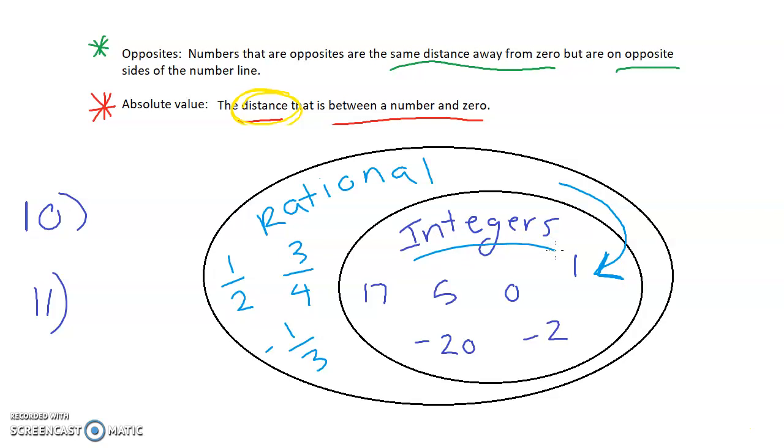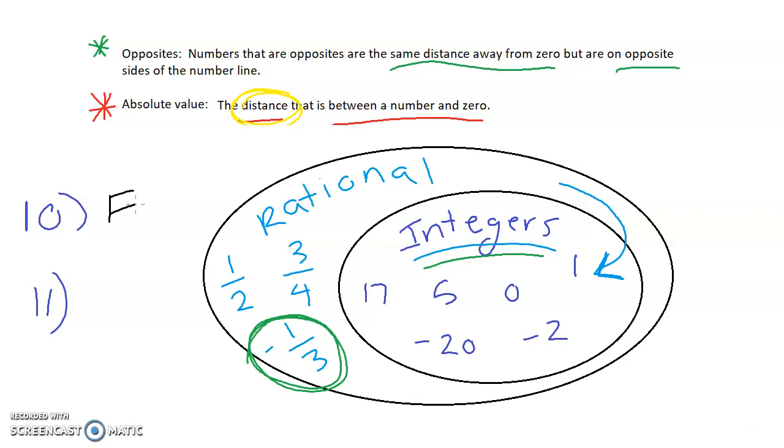Knowing that, let us move forward. Number 10, true or false, all fractions are integers. Well, fractions belong in this outer ring, and integers are in the inner ring. So this statement is actually going to be false. Fractions are not integers.